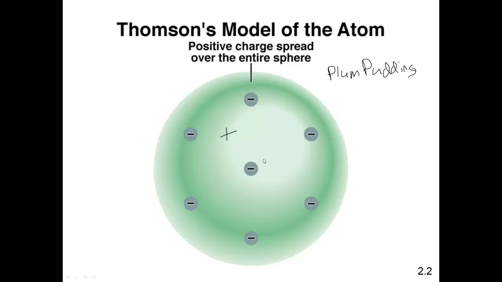all this inner part was just a positive charge, because this positive was spread throughout, and then we had just little specks of negative charge to balance this positive charge. Okay, so positive charge spread over the entire sphere, and just little bits of negative. I kind of like to call it the chocolate chip cookie dough model. You have the dough, which is positive, and then the chocolate chips themselves are your electrons.